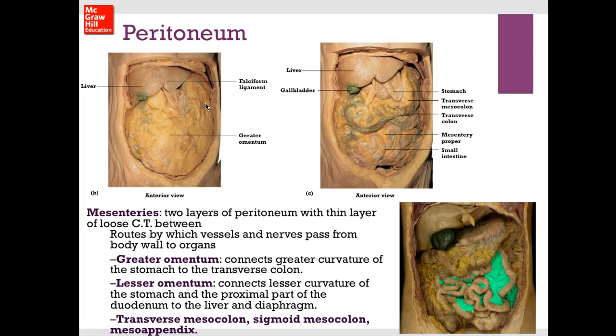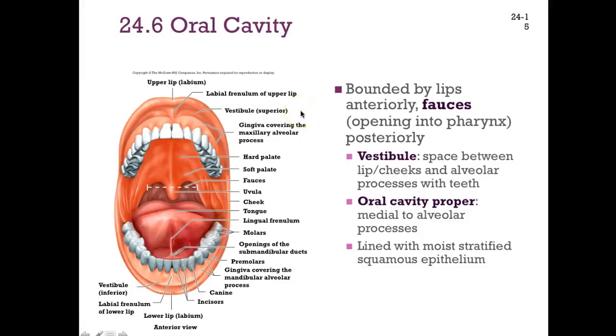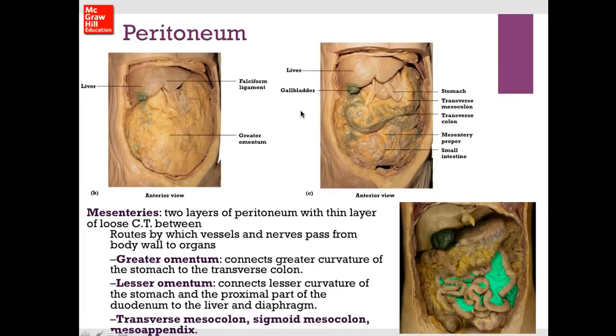The lesser omentum is, do I have a picture of that? Not the best image. I don't think I have one here. This is going to connect the lesser curvature of the stomach, so it's down in this area here and attaches to part of the duodenum, and also the liver and diaphragm. Then we have these structures called mesocolons.